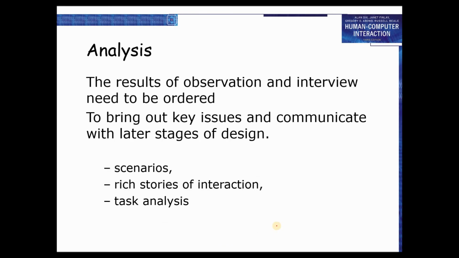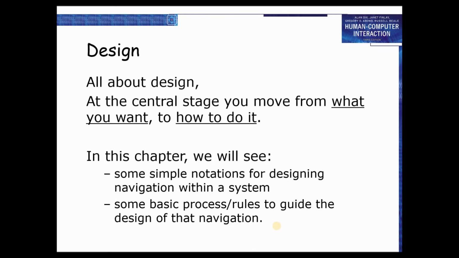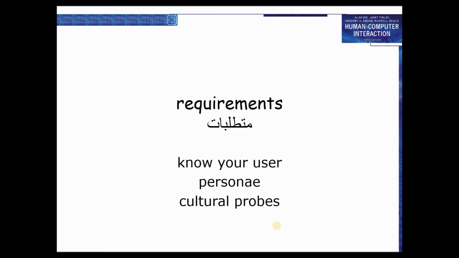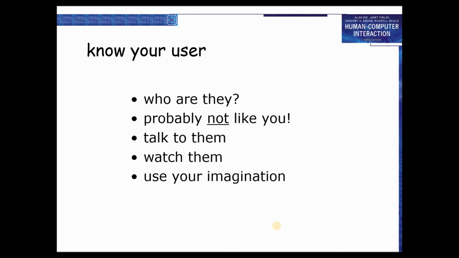Analysis and design, we will discuss later on in detail. When we want to gather requirements about the system, what is required for making a good interface of the system, we can gather requirements by 3 means. You try to know about your user, which will help you to know the interface. You have the persona and the cultural probe. So to know the user, what does it mean?